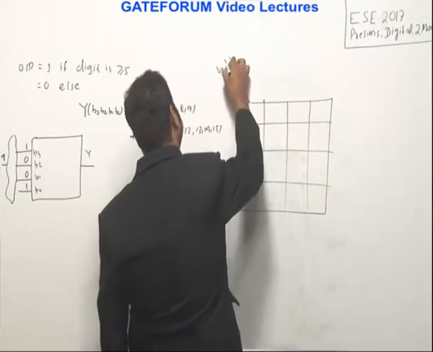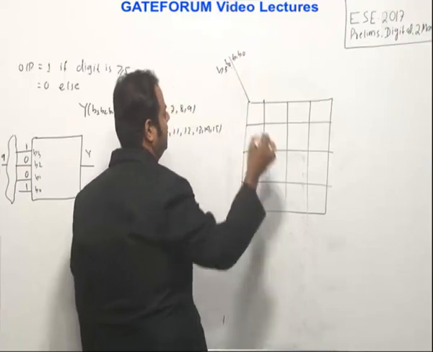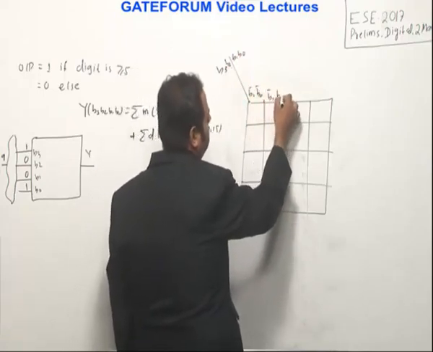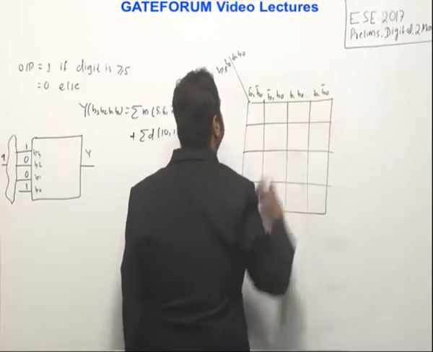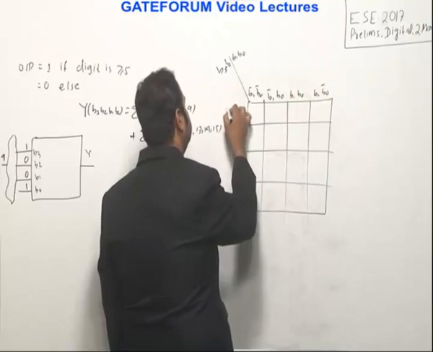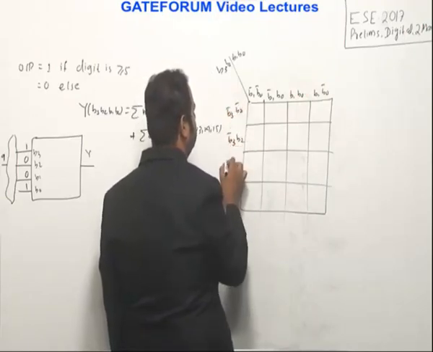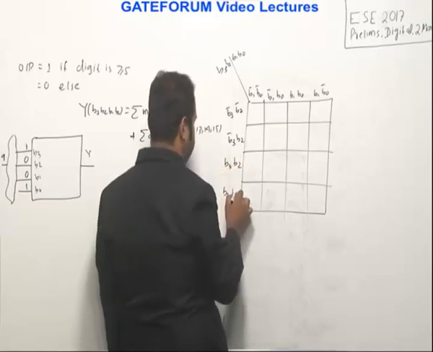Let's take this as B3, B2. Let's take this as B1, B0. So let's write the corresponding min term notation: B1 bar, B0 bar; B1 bar, B0; B1, B0; and B1, B0 bar. Similarly, B3 bar, B2 bar; B3 bar, B2; B3, B2; and B3, B2 bar.